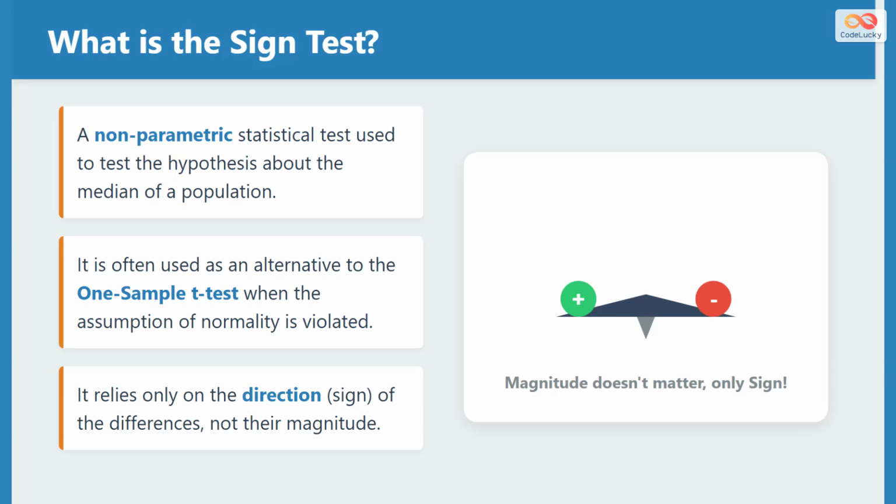So, what exactly is the sign test? It is a non-parametric test, meaning it does not rely on data belonging to any particular distribution. It serves as a robust alternative to the one-sample t-test. The key feature here is that we focus solely on the direction, or sign, of the differences between our data and the median, ignoring the actual magnitude of those differences.